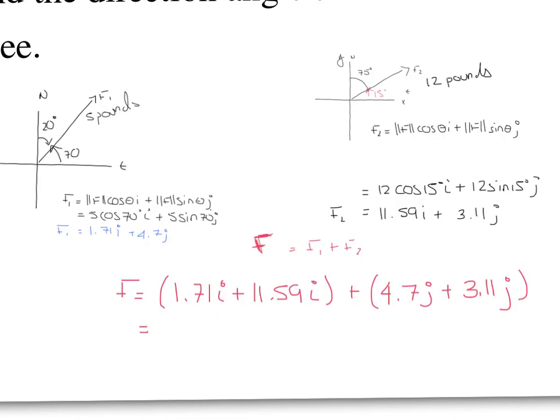So 1.71 plus 11.59, we get 13.3i, plus 4.7 plus 3.11 is 7.81j. So this is our resultant vector. Now we're interested in its magnitude and direction.